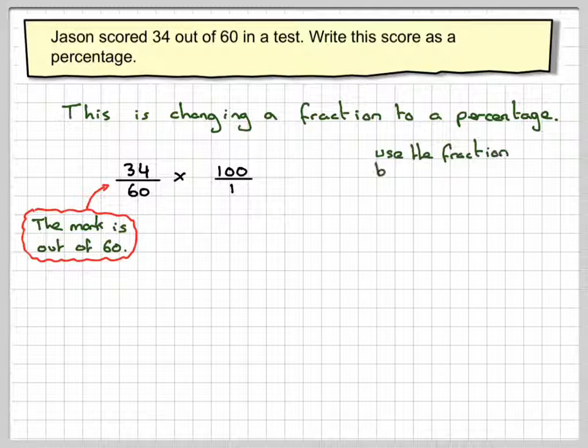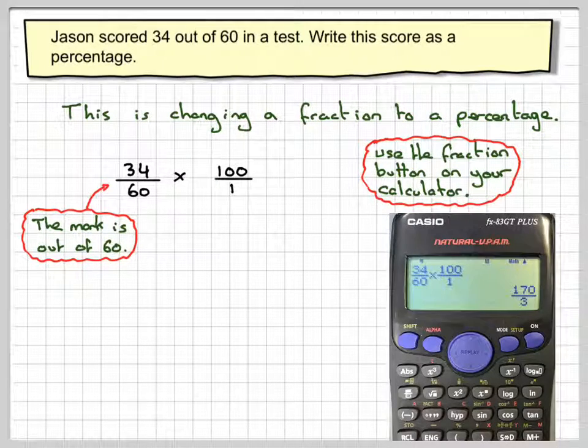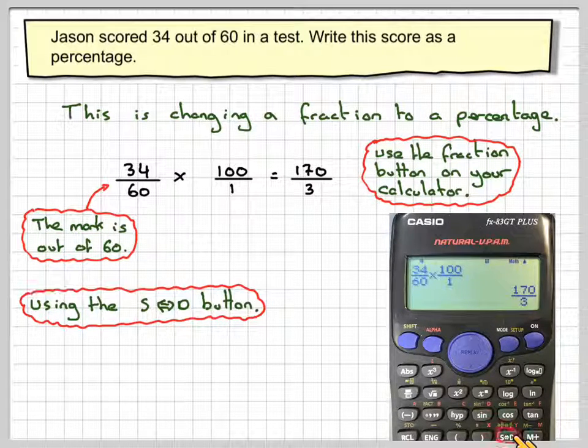Then use the fraction button on your calculator. So again, putting the numbers in, 34 over 60 using this fraction button here, times 100 over 1, will give you 170 over 3. And then what you do is you press your S to D button, which is this one here, to get 56.6%.